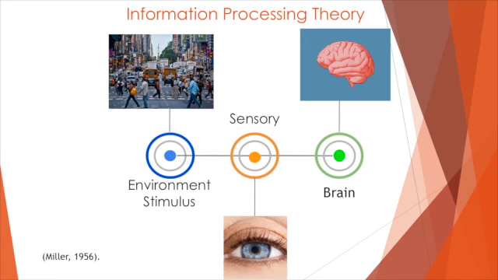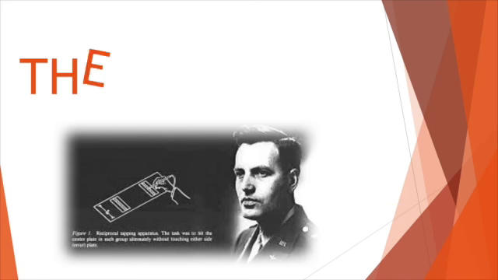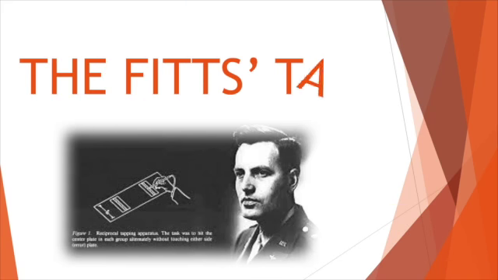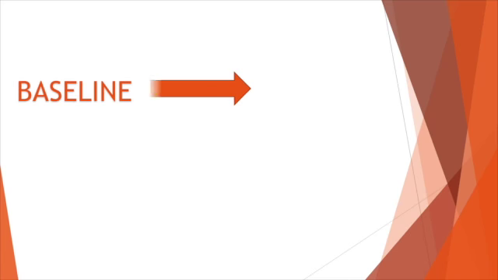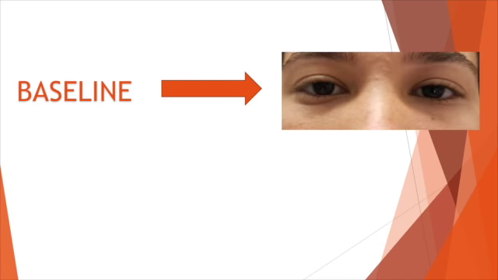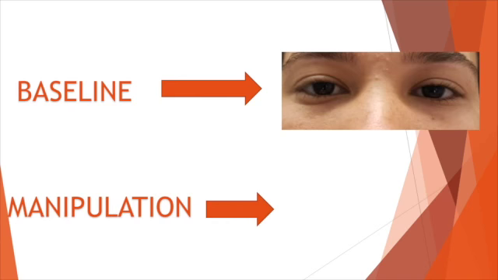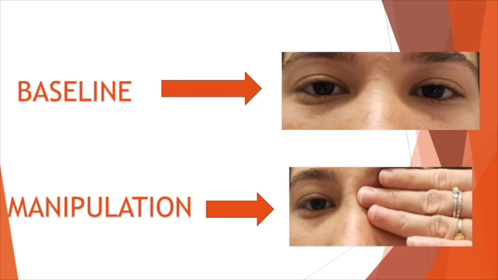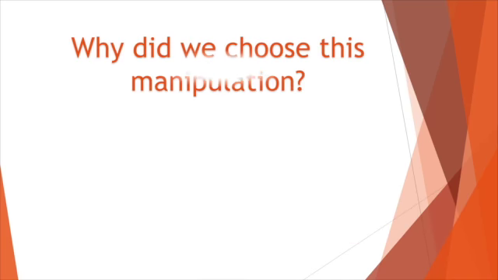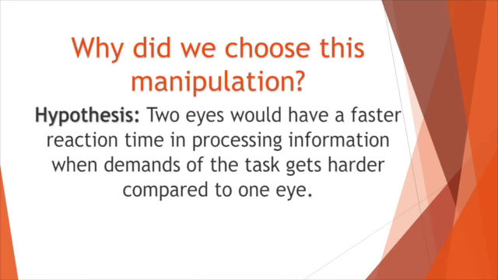To examine this theory, we conducted a Fitts task experiment to measure someone's processing ability on a perceptual motor task. For our experiment, we had a baseline and a manipulation. Our baseline was completing the task with two eyes, and our manipulation was completing the task with one eye. So why did we choose this manipulation?